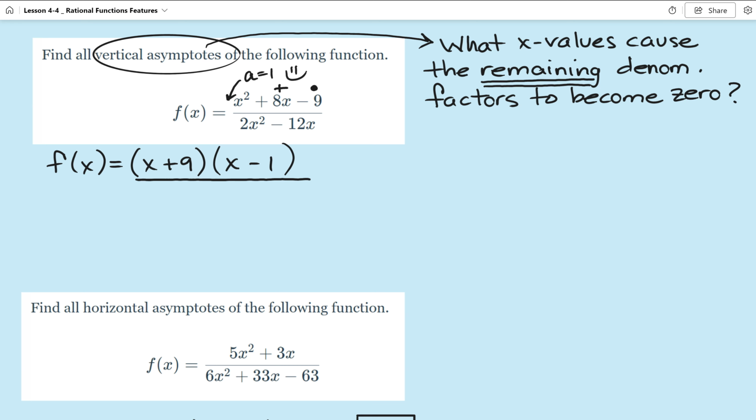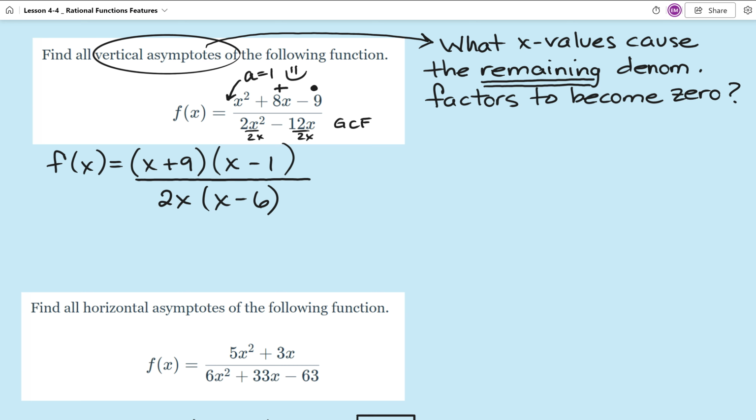Downstairs, we see 2x squared minus 12x. I am going to use the GCF factoring method to simplify and write this as a product. 2x is my greatest common factor. If I divide both of these by 2x, as you're supposed to do with GCF, what would remain is in parentheses. So 2x squared divided by 2x is an x. 12x divided by 2x is a -6. So here is my fully factored rational, converting x squared plus 8x minus 9 to x plus 9 times x minus 1, and converting 2x squared minus 12x to 2x times x minus 6.